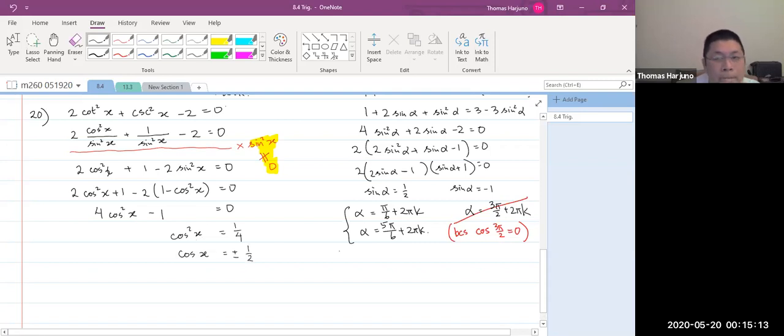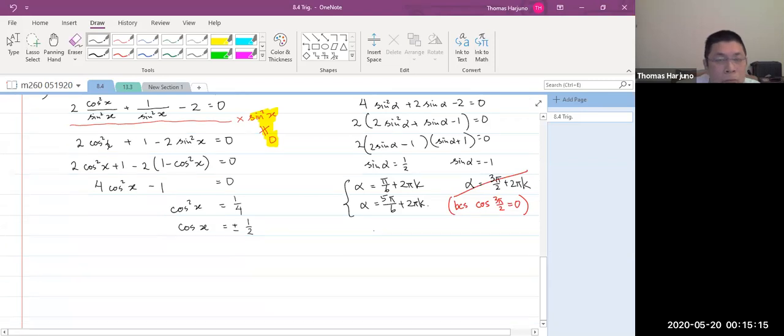Okay. So from here, I split it. Cosine x equals 1/2, cosine x equals -1/2. So what will x be?